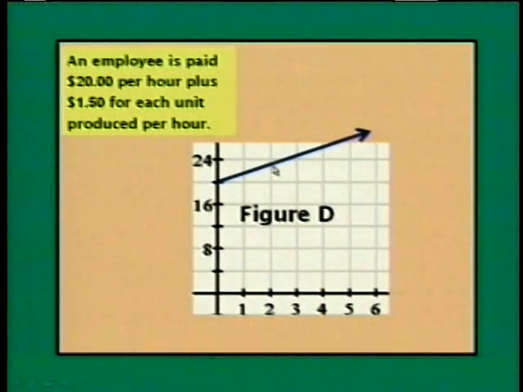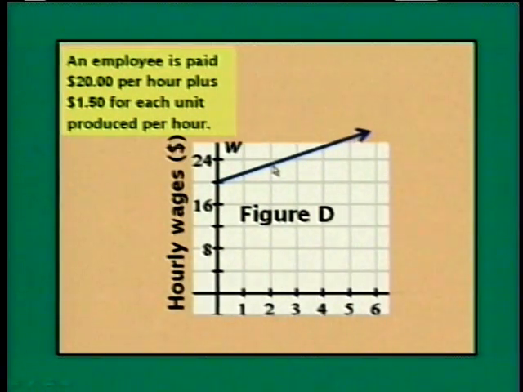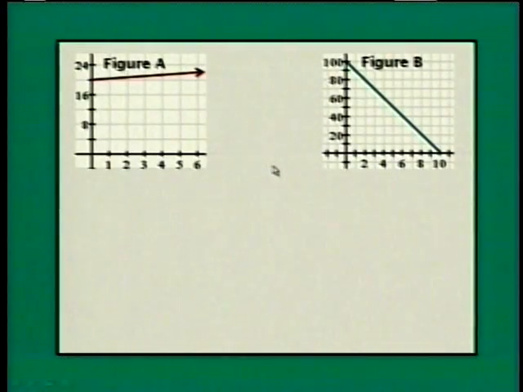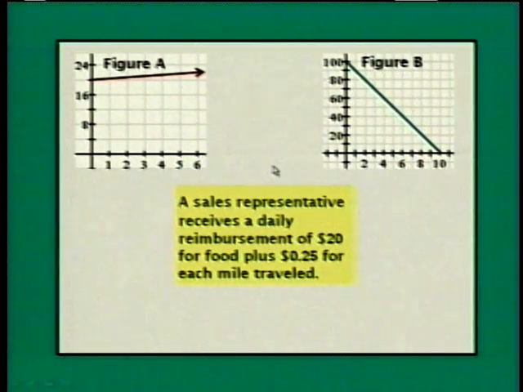So we talked about the dependent variable being the employee's hourly wage. So we can label the vertical axis as hourly wages in dollars and use the variable W for wages. The independent variable is the number of units produced. We can use N for the number of units produced. The employee's hourly wages depend on the number of units produced. Now we have 2 figures left. Let's look at our third verbal model and see if it matches with either of these figures.